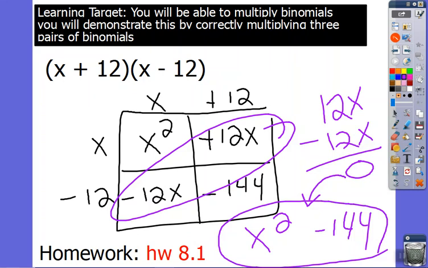Okay, so on your homework, it's just these ones. Make your box of 4, put them in there, multiply whatever is above times whatever is on the side.